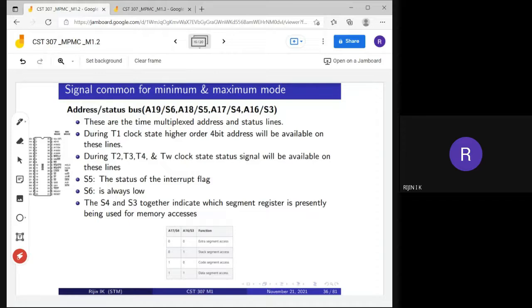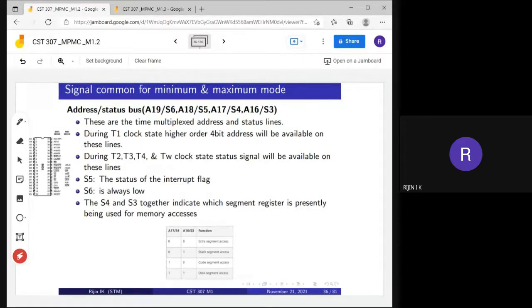4-bit information is passing through these buses. These are time-multiplexed address and status lines. During the first clock state, T1, the higher-order 4-bit address will be available on these lines. Then, in the remaining clock cycles, they carry the status signals. These are the different status signals, S3, S4, S5, and S6, available in these pins.